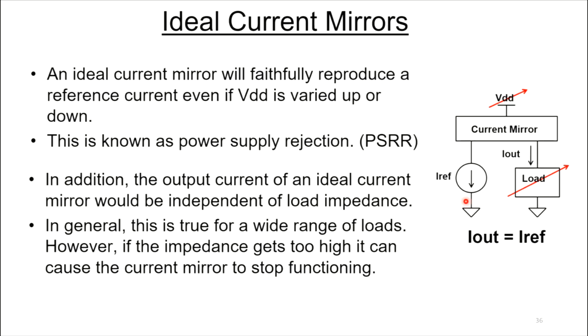In addition, you'd like the output current here to be independent of load. You'd like to be able to move this load impedance all over the place and still get the same output current. Now, this usually works over a wide range of loads, but you can kind of see once the load impedance gets too high, the voltage at this point is going to rise and the current mirror is no longer going to work anymore. But it generally works over a wide range of loads.